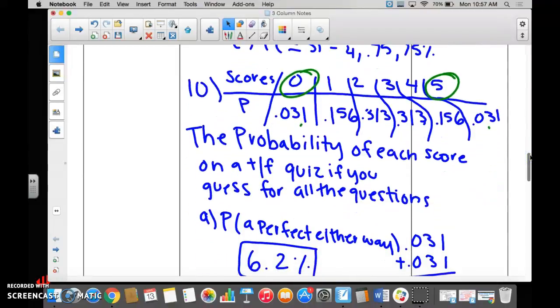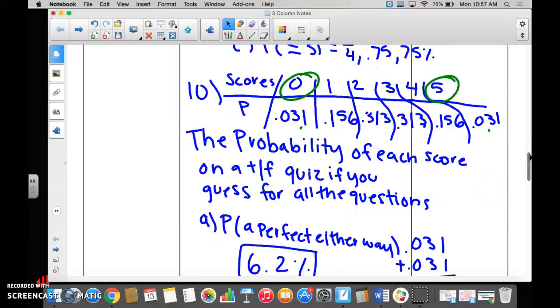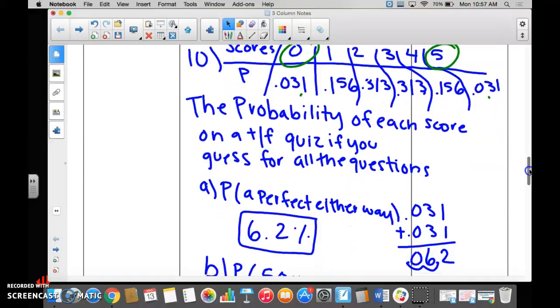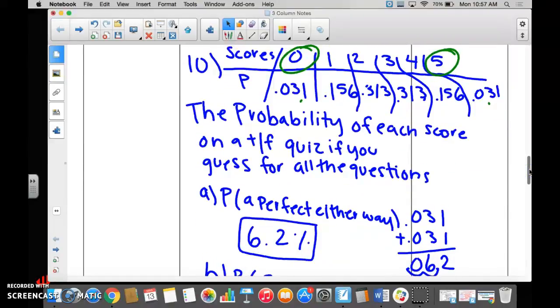All right, and then we looked at the odds, if you were blindly taking a multiple choice or a true or false test, that you would score a 0, 1, 2, 3, 4, or 5. And the first question asked if you got a perfect score either way. And we said it was 6.2%. And how did we find that, Maggie? How did we find that it was 6.2%?